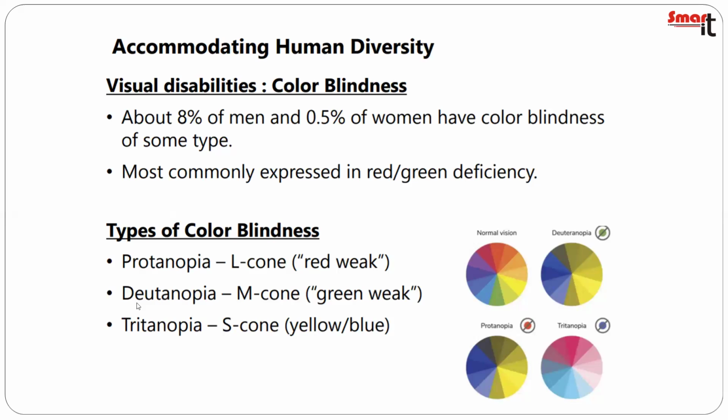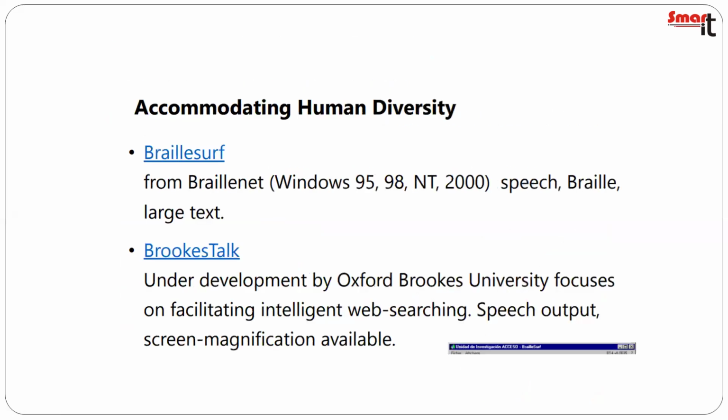The types of color blindness can be divided into three: protanopia, deuteranopia, and tritanopia. That is L cone, M cone, and S cone. L cone means red weak people. They cannot identify red at once. Green weak people are M cone. S cone means yellow or blue weak people. So these are the types of color blindness. About 8% of men and 0.5% of women have color blindness of some type. Maybe they are not able to see some colors correctly.